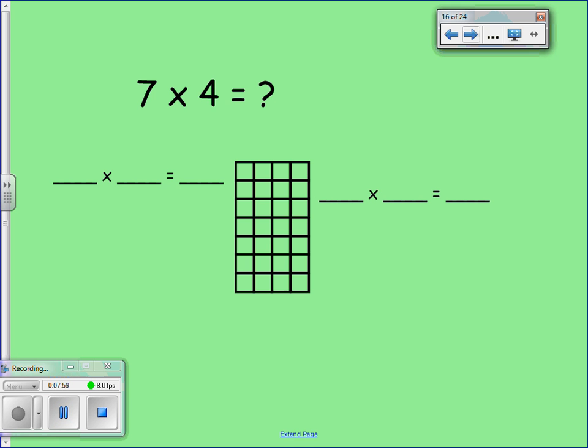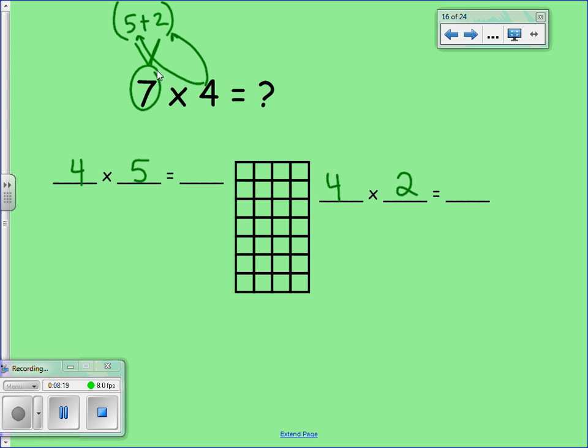Okay, 7 times 4. Here we go. We're going to go ahead and decompose our 7 into 5 plus 2, because I can multiply by my 5s and I can multiply by my 2s. Then I know that I need to distribute my 4. So I have 4 times 5 as my first fact, and 4 times 2 as my second fact. So I'm going to now take 4 times 5 and create an array. I see that I have 1, 2, 3, 4 columns going across, so now I need to go down 5. 3, 4, 5. Block that off.